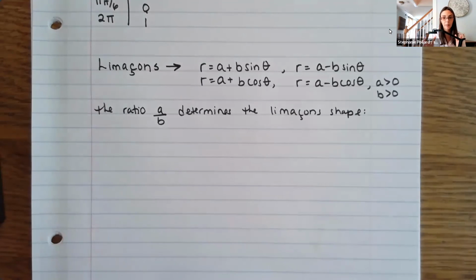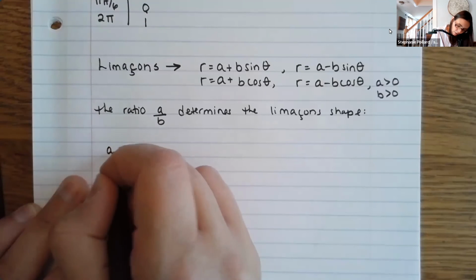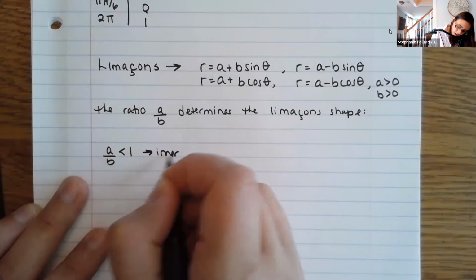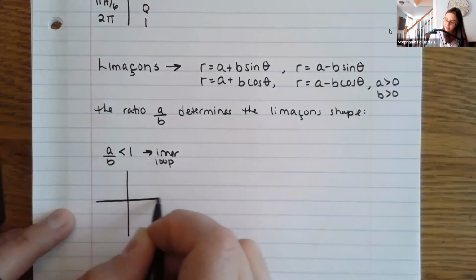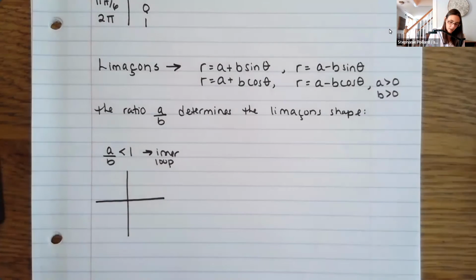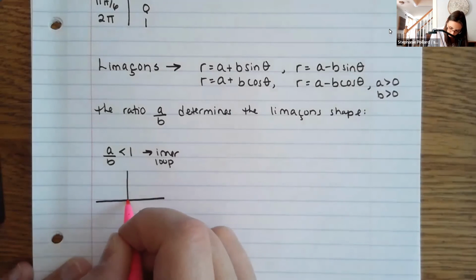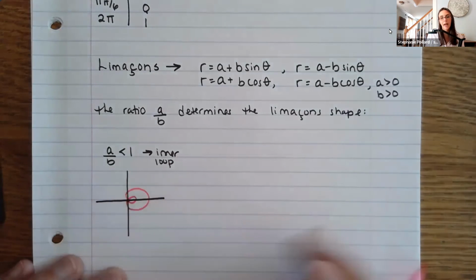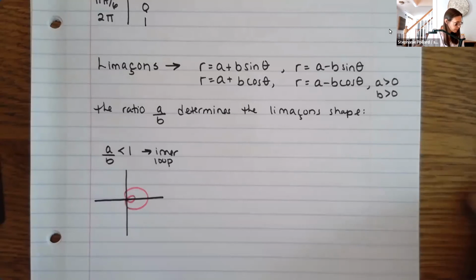So for instance, and bear with me on these pictures here, if your A over B is less than 1, you end up having that inner loop like we just saw. Now, it doesn't have to be this direction, right? We saw it in a different direction. But let's see if I can actually draw this. Have something like that. So you have an inner loop, which is like the one we just saw. We had that inner loop picture.